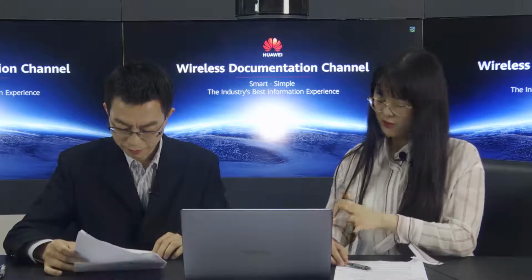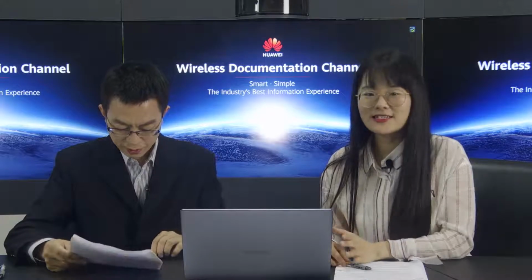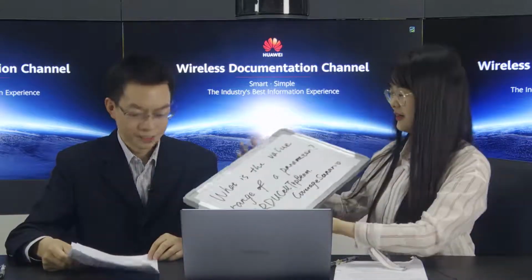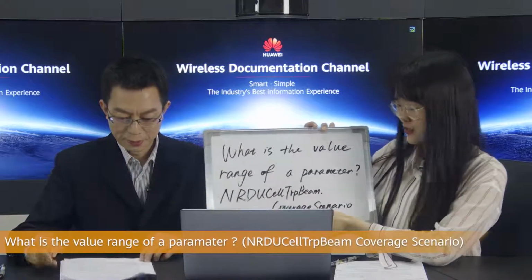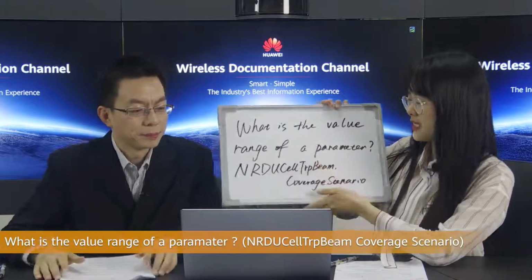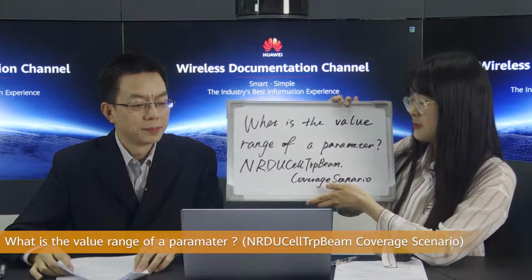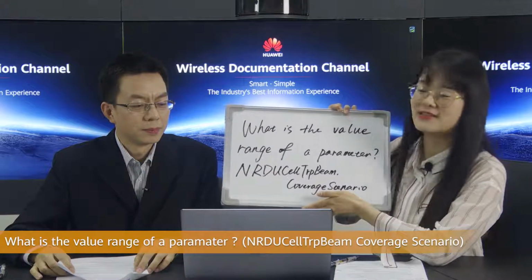So now, great, let's see if our audience can search for the parameter now. Those watching online, get ready for the third question. The third one is, what is the value range of a parameter? And we take NRDU cell TRP beam coverage scenario as an example.